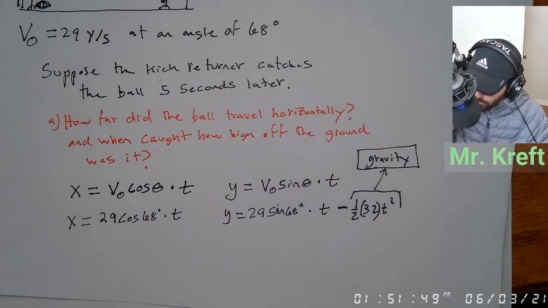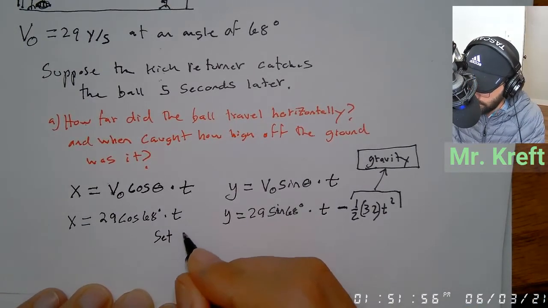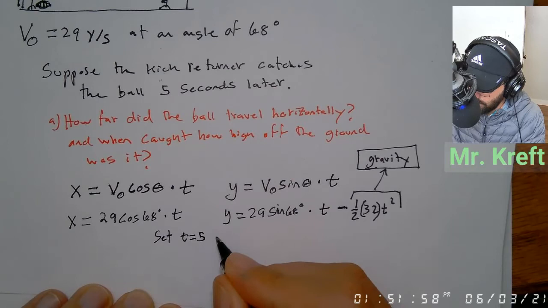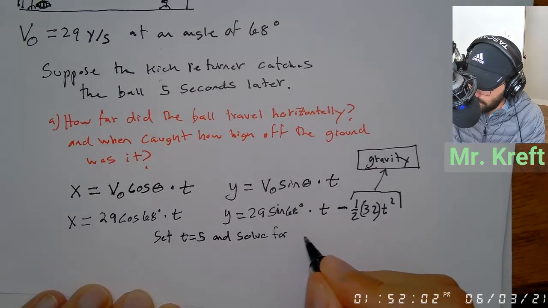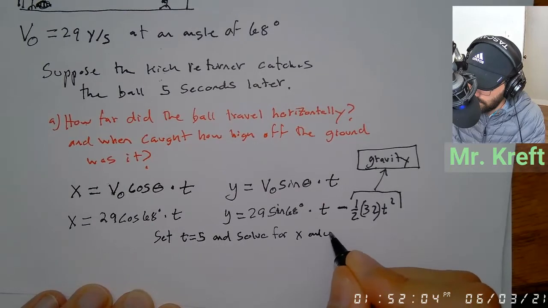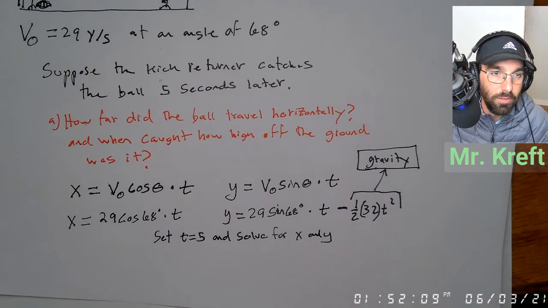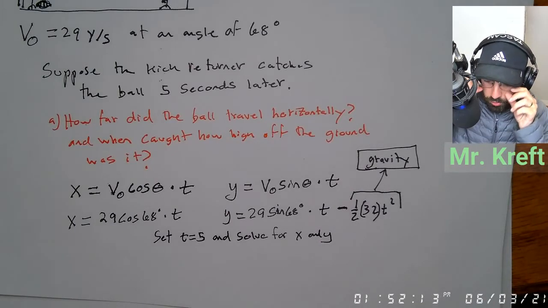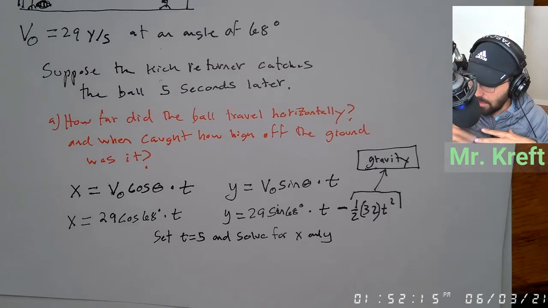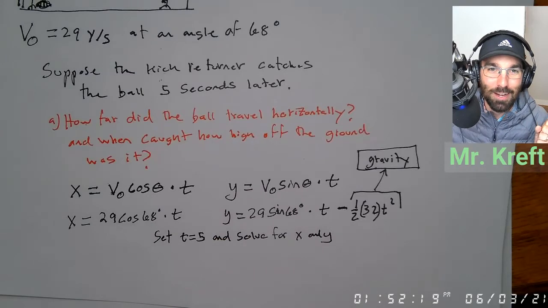So all we have to do then is set t equal to 5 seconds and solve for x and y. Okay, so again, today, I know I kind of just threw you guys into quadratics and trial by fire, right?